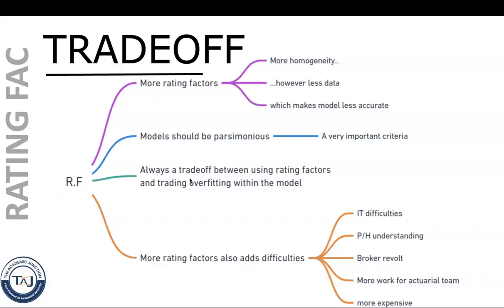The second one is policyholder understanding, right? Now, when you create a new rating factor, policyholders have to understand it and they have to fill in the details. Third point connected to policyholders understanding is broker revolts. Your brokers, your intermediaries, they have to give you and supply you the data, right? Which never happens. So they'll say, we cannot comply, we cannot fill this data in.